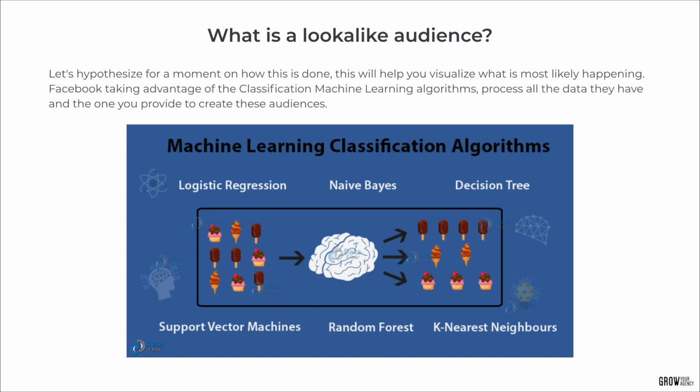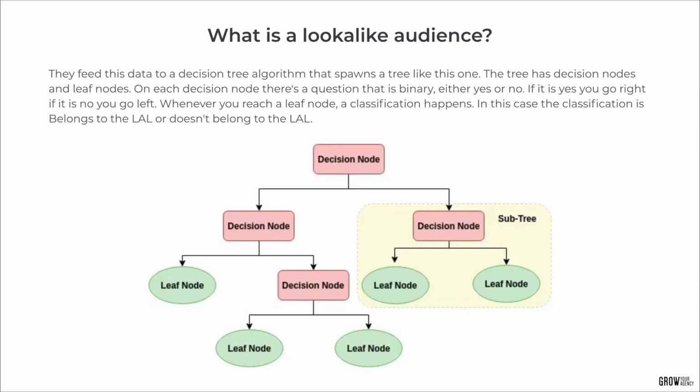So what's most likely happening behind the scenes is that they are creating a decision tree, a very common way of solving classification problems. You've given Facebook a list of people that you want, and they also have databases of people that don't look like the people you want. So what they do is they feed this data to a decision tree algorithm that spawns a tree, just like this one. Now the tree has decision nodes and leaf nodes.